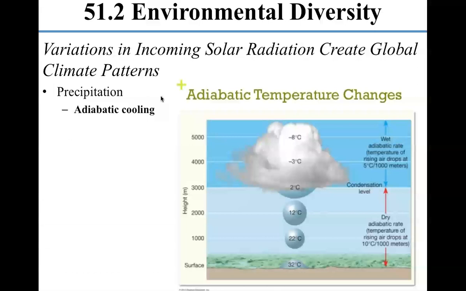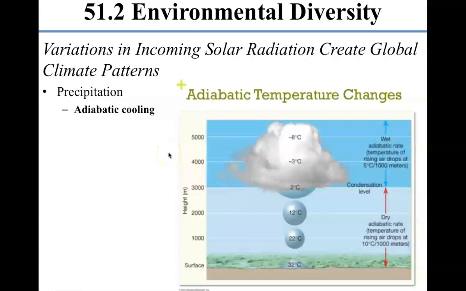Okay, precipitation is going to be really important for impacting climate. So really quick, let's talk about adiabatic cooling. Adiabatic cooling is a cooling caused by expansion rather than cooling caused by the loss of heat.